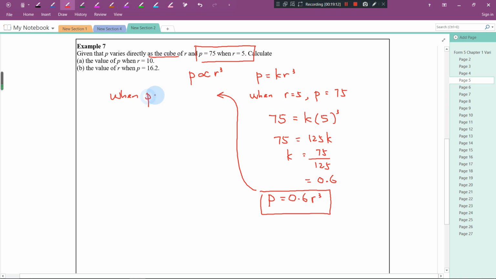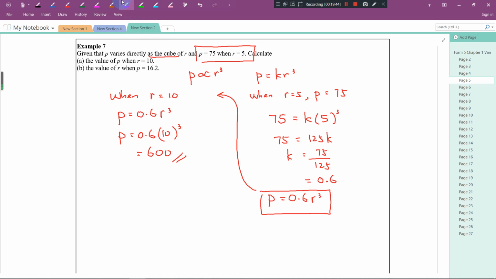When r is equal to 10, so p is equal to 0.6. I copy the equation first so you can see it clearer. p is equal to 0.6 times r cubed. Okay, so here just press the calculator. 10 cubed is 1000, so 0.6 times 1000 will be 600. Okay, so this is the answer for p.